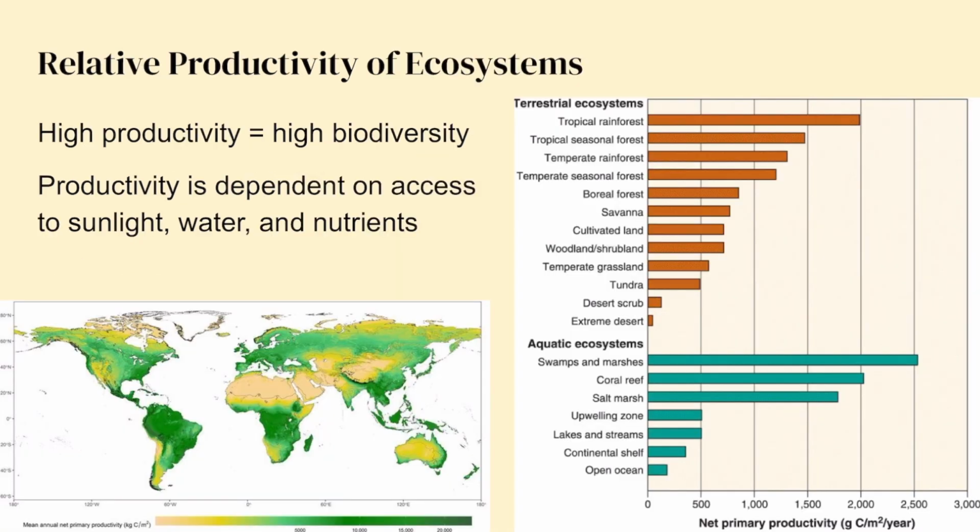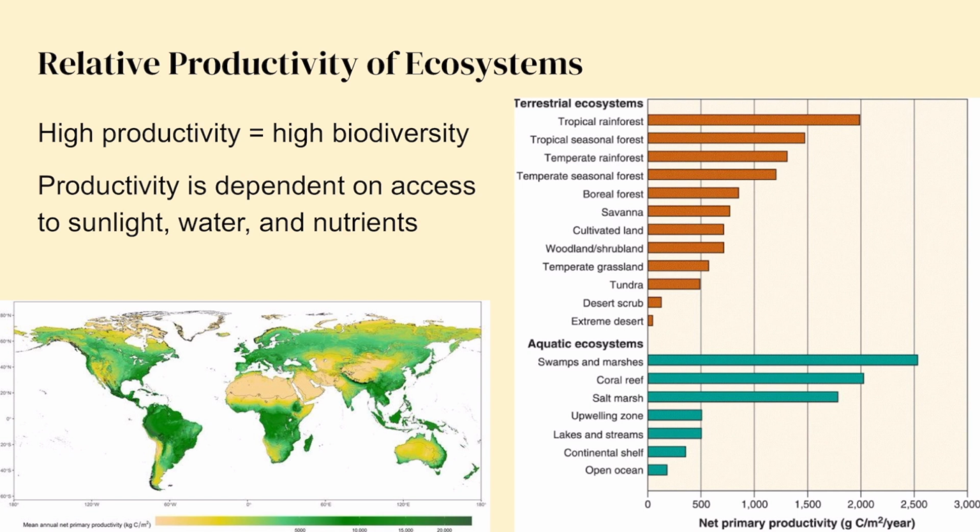By measuring net primary productivity, we can compare the productivity of different ecosystems. In general, when you have high productivity, you also have high biodiversity. When lots of energy is being converted into sugars, we can support more types of organisms. But productivity is highly dependent on whether that ecosystem has enough sunlight, enough water, and enough nutrients. If there's a lack of any of these three things, that area will be less productive.